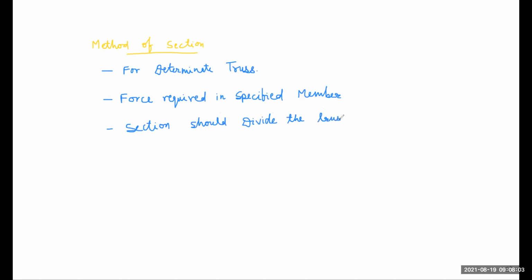Two equal parts. Not equal, it is not necessary that they be equal. It should be in two parts. So the section should divide the truss in two parts.